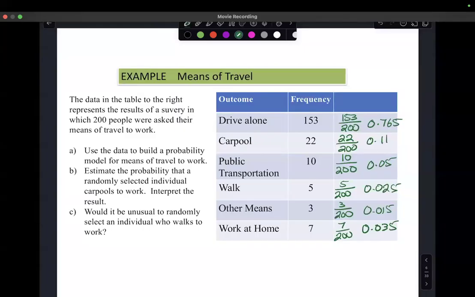So number C, would it be unusual, sorry, to randomly select an individual who walks to work? Take a look at that. Would that be unusual? Yes, you're right, because walking only occurs 2.5% of the time. Right, thank you, less than 5%. Because walking only occurs 2.5%, and that's less than 5%, it would be unusual to select an individual who walks to work. Good job. All right. Are we good? Can I move on?